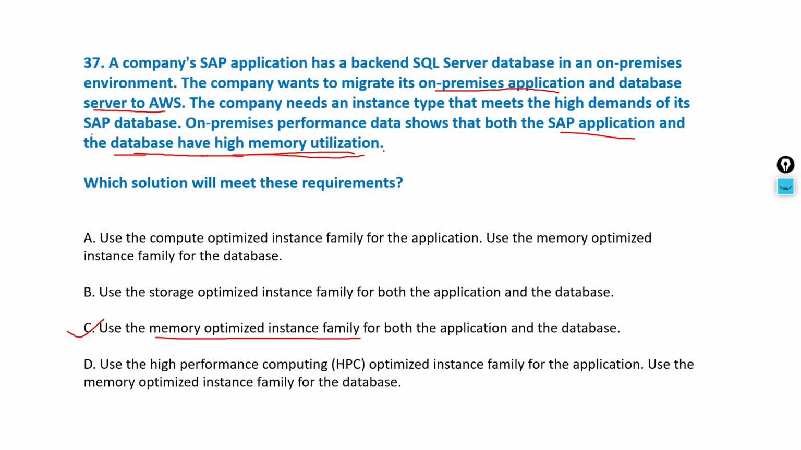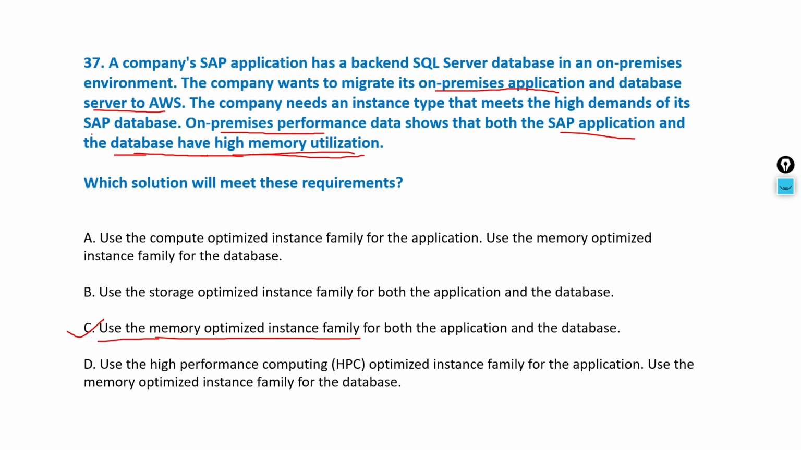If you are still worried about operational performance, because this is high performance data, they clearly ask for data with high memory utilization. Maybe we will confuse C and D, because option D says use the high performance computing (HPC) optimized instance family. Here a very limited EC2 family is covered. So our answer is C.